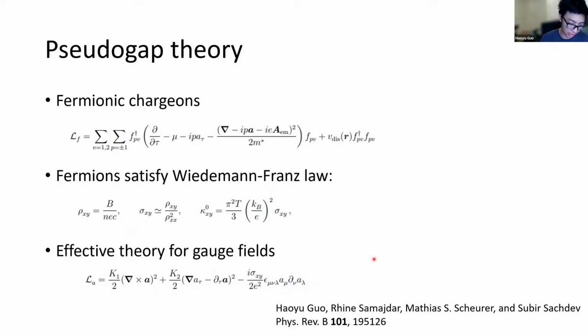So, I missed this. What is p? Yeah, p is plus or minus one. They are the charges of those chargons. Oh, sorry, I missed that. Okay, thank you. Yeah. Okay. Right.